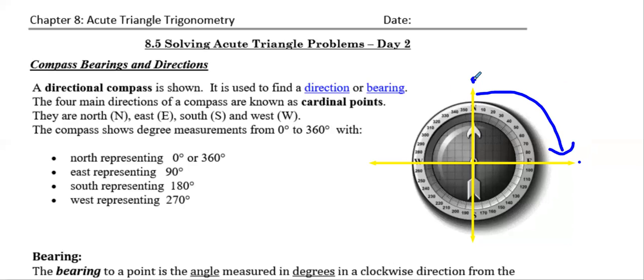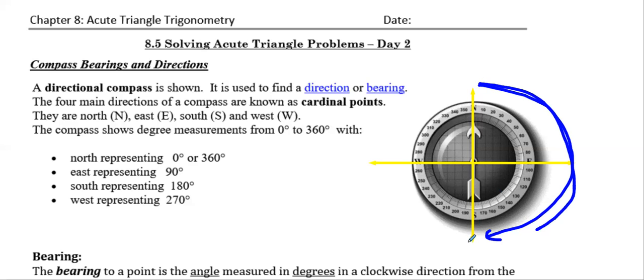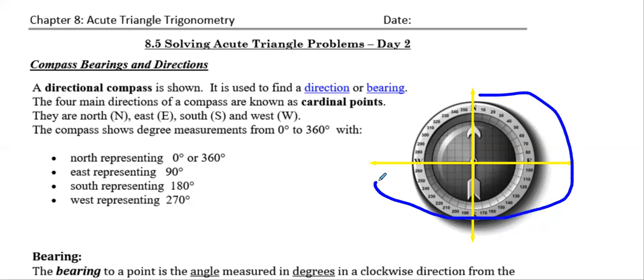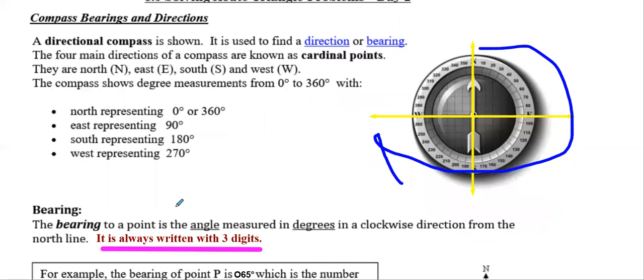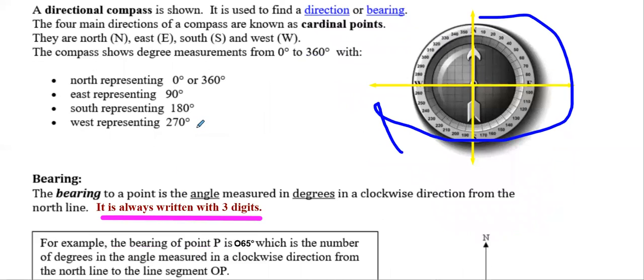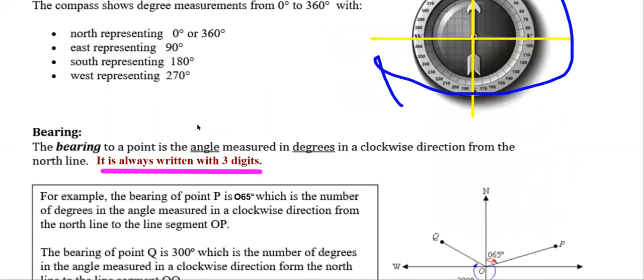So you always start here at north and then go in this direction, which we call clockwise, and measure from there. So south would be that many degrees, which is 180 from here to here. And then west would be 270 degrees from there to there. Not quite the full circle. So just from there to there. Okay. All right. It's always written with 3 digits, these compass bearings. We'll look at directions in a minute.